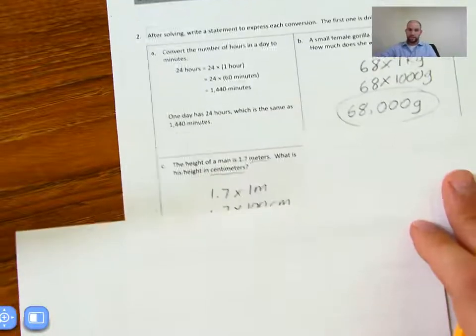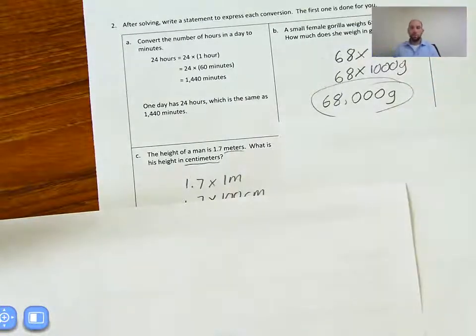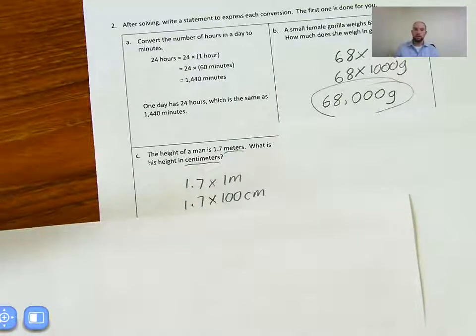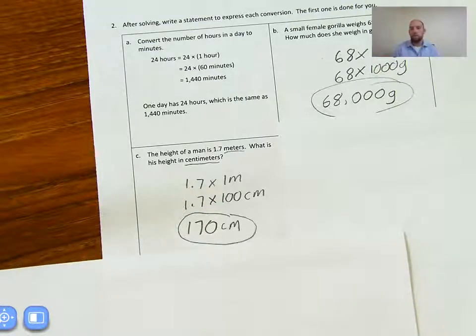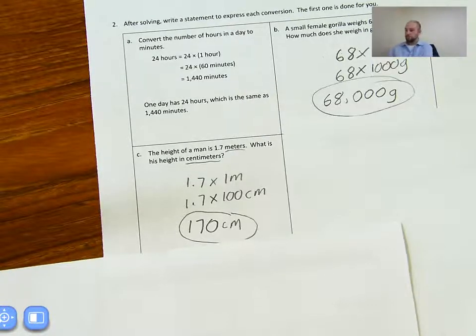Next, it says the height of a man is 1 7/10 meters. What is his height in centimeters? Well, we have 100 centimeters in 1 meter, and we have 1 7/10 meters. So 1 7/10 times 1 meter is the same as saying 1 7/10 times 100 centimeters. So to find our answer, we'll multiply by 100. 1 7/10 times 100 is 170 centimeters.